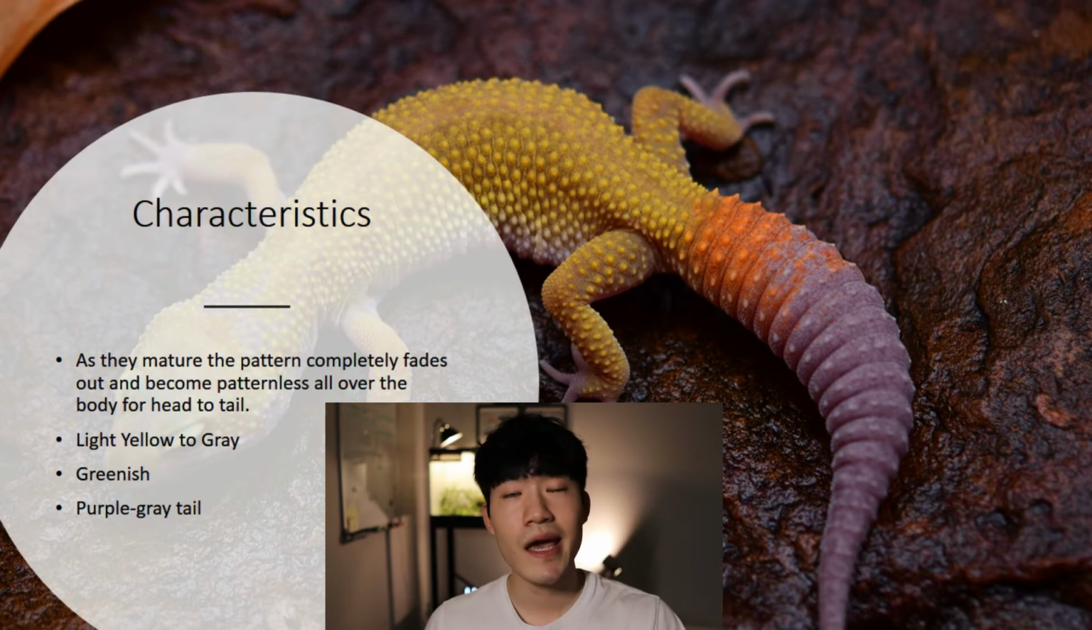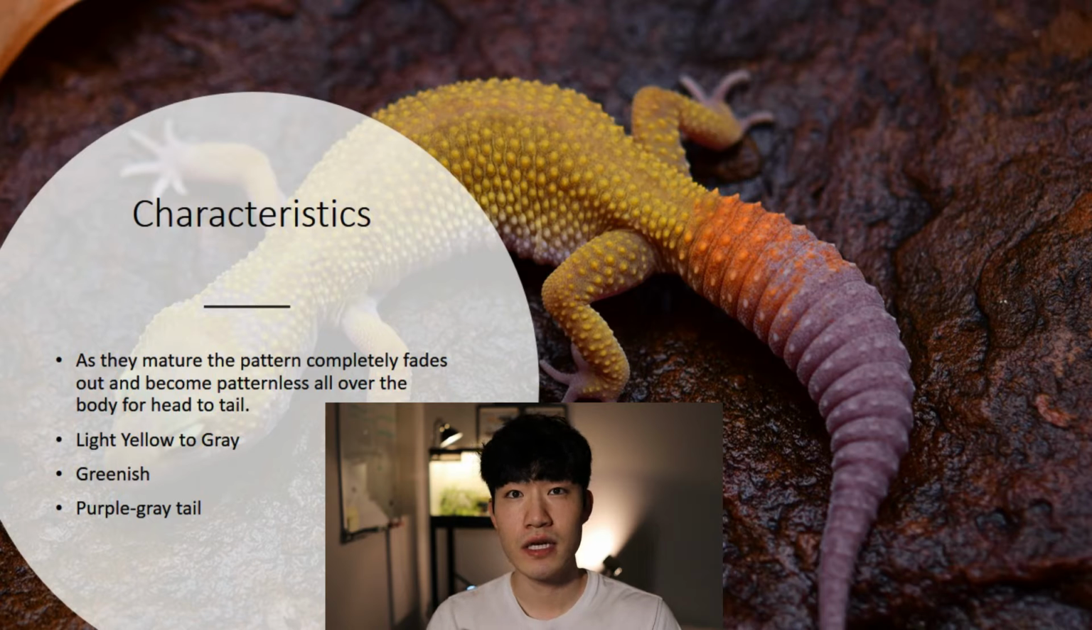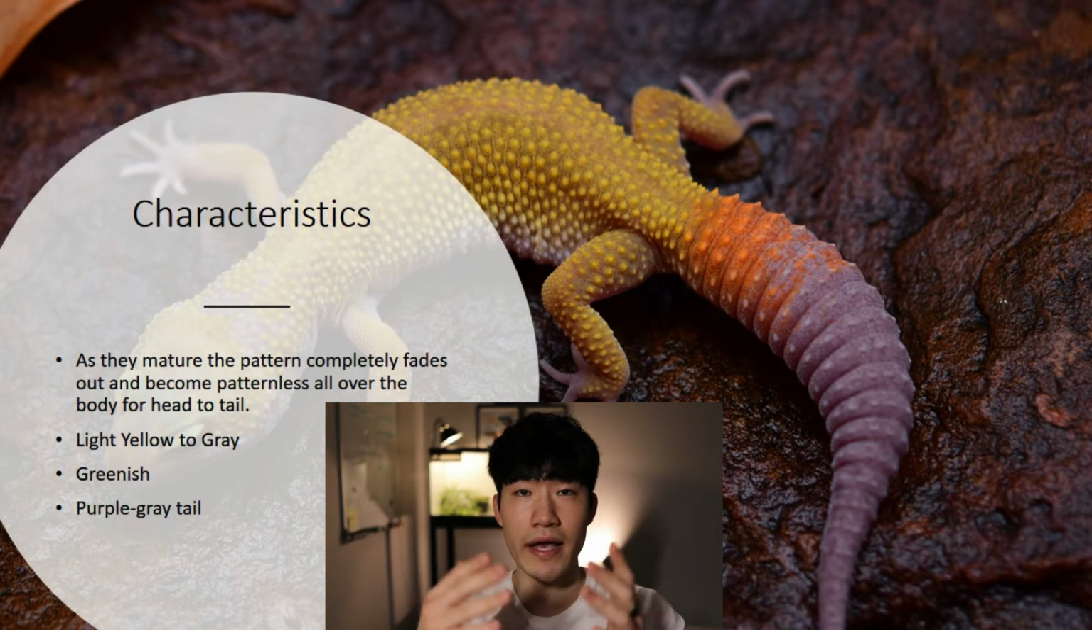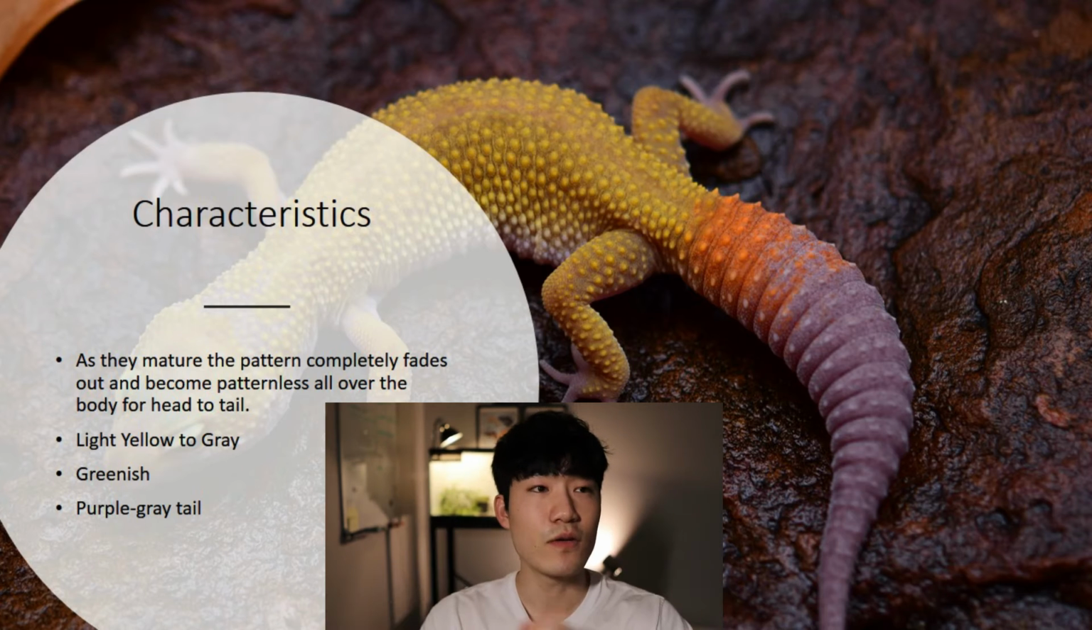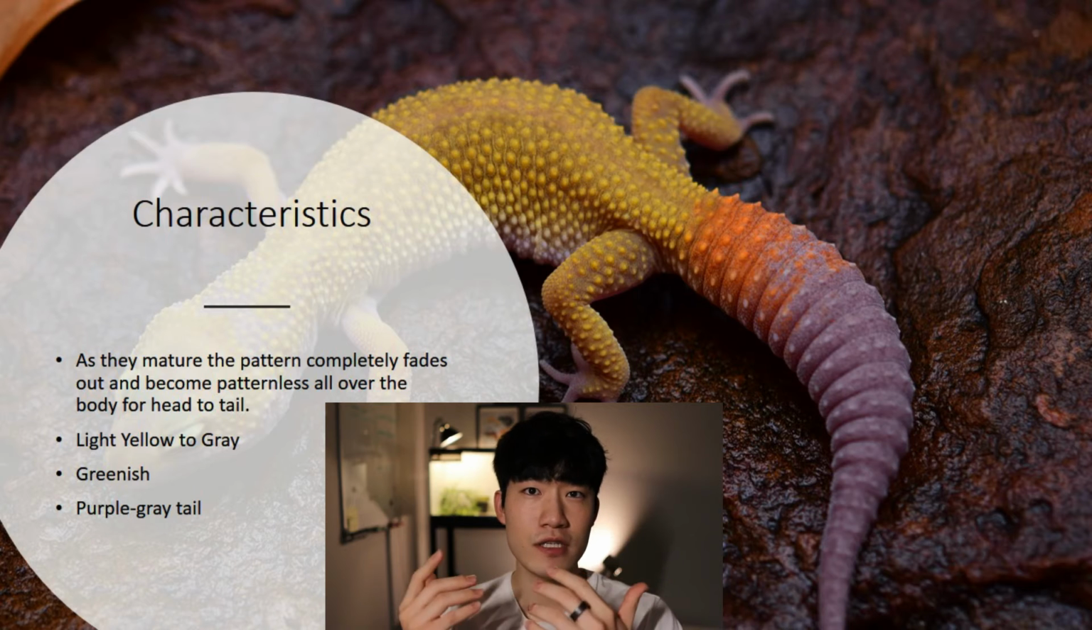Some people will say it's a greenish color. I guess it's a bit different when you see it in real life, but most of the pictures that I found online tend to look more yellow grayish. So those are the colors that normally appear with the Murphy Patternless morph. And lastly, one cool piece of information that I found was that the Murphy Patternless tends to have a purple grayish tail.